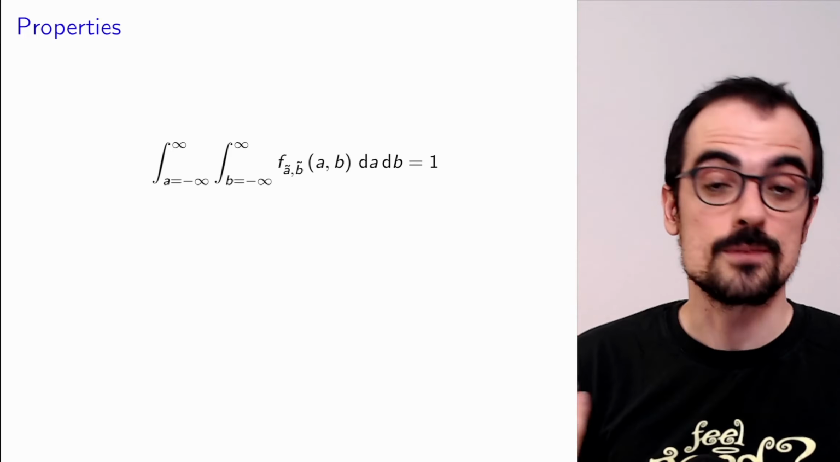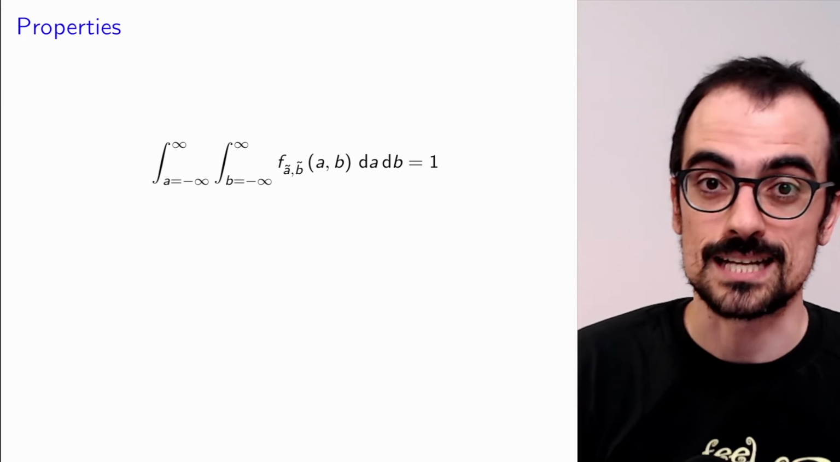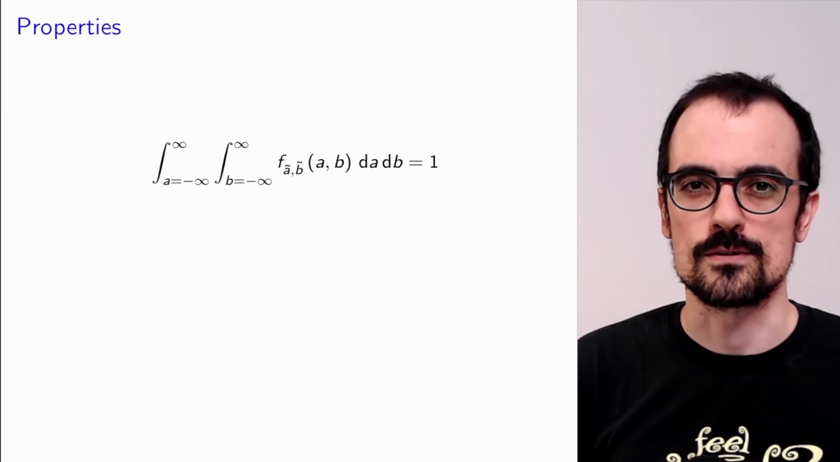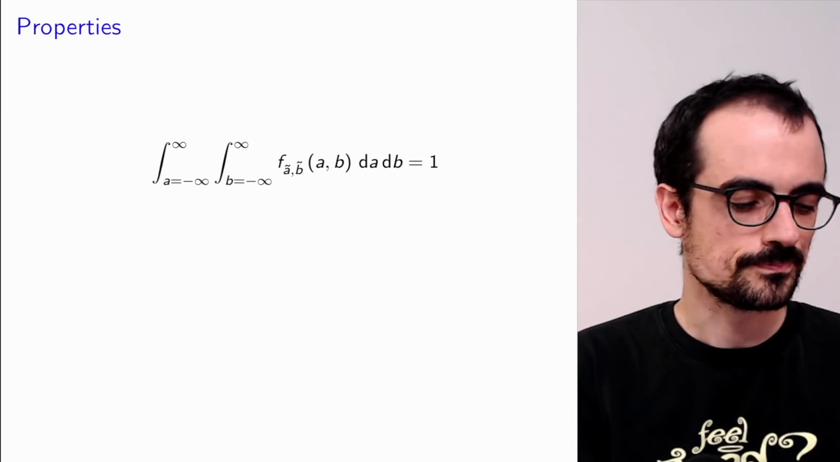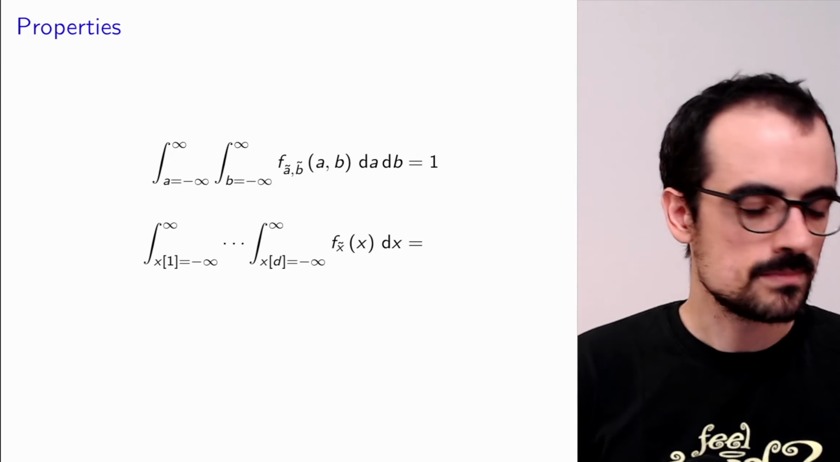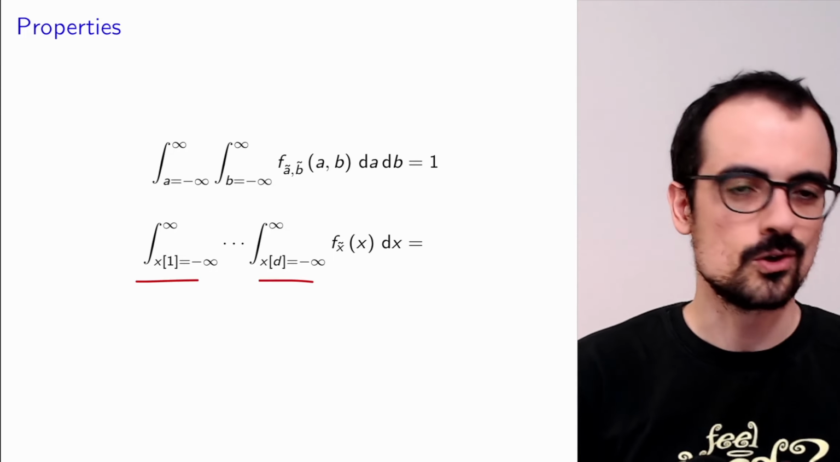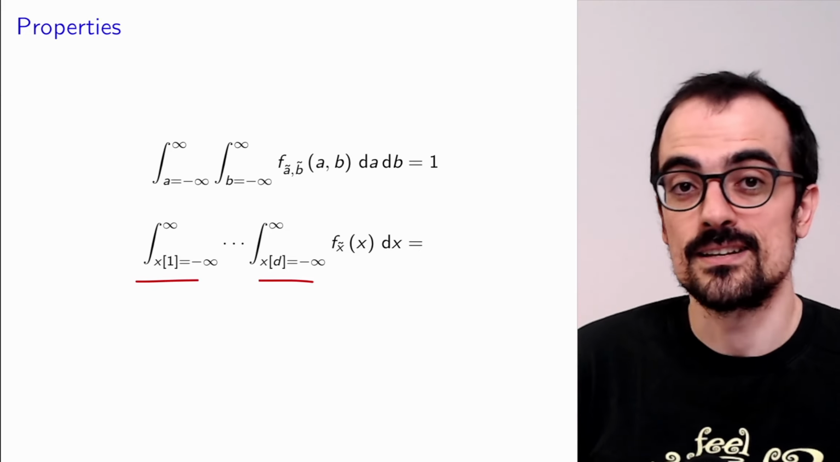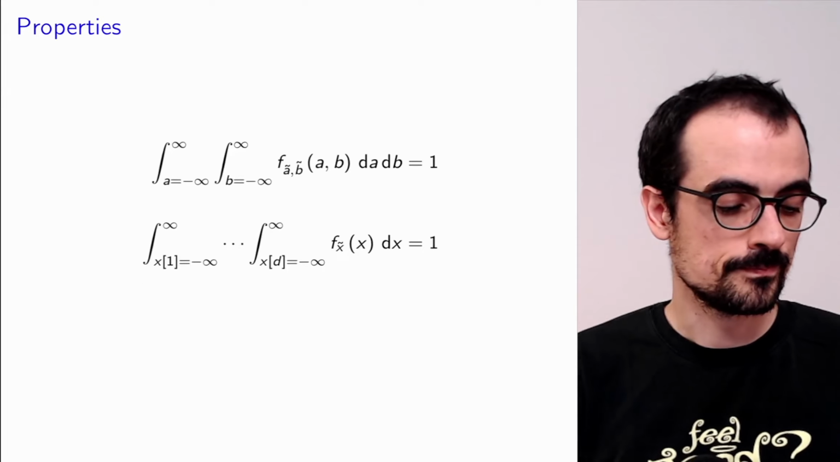Sometimes for this kind of argument, it's useful to remember that the random variable is actually a function from a sample space. Sometimes that provides the cleanest proofs. What happens if we do this in d dimensions? Exactly the same. If we integrate everything over all the possible ranges of values, then this has to integrate to 1.